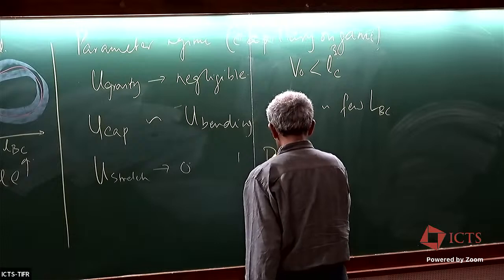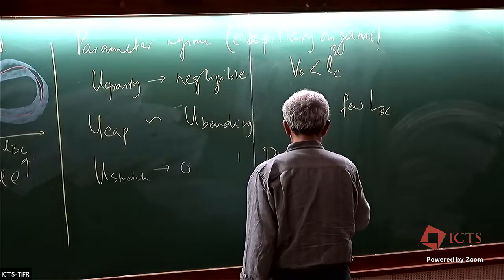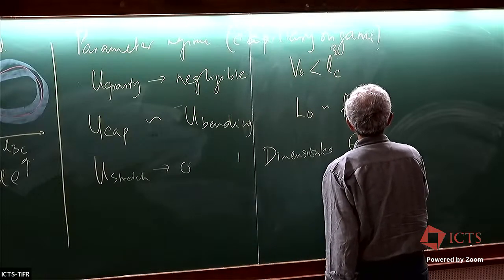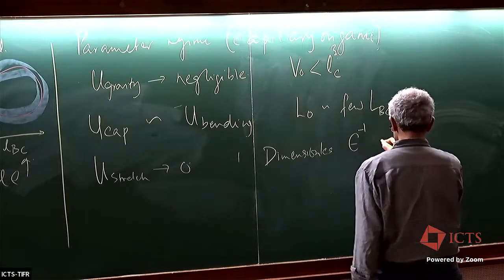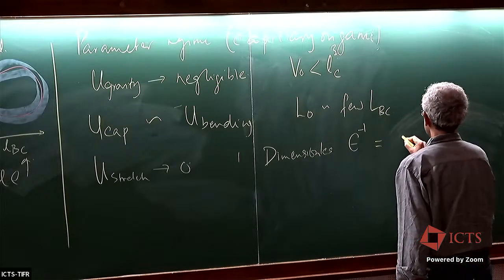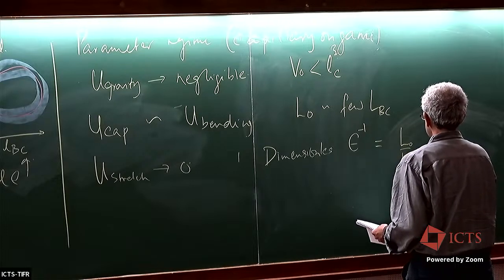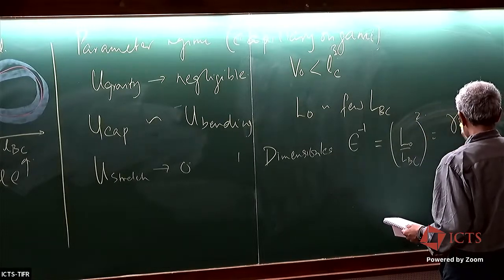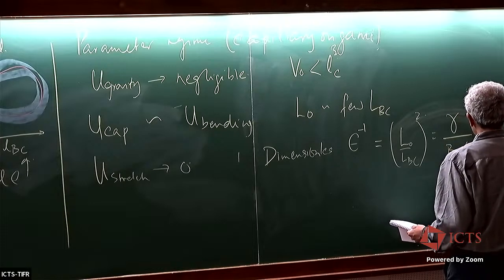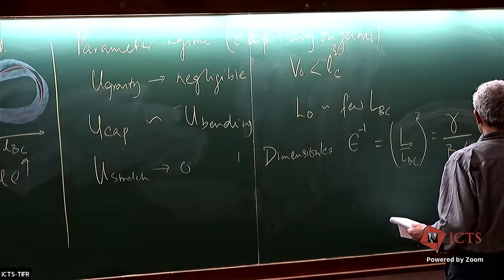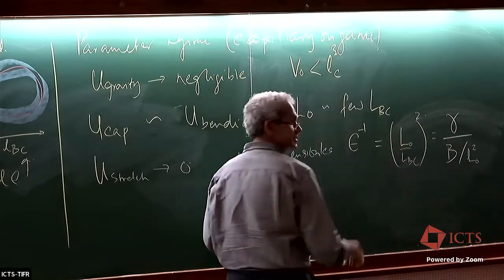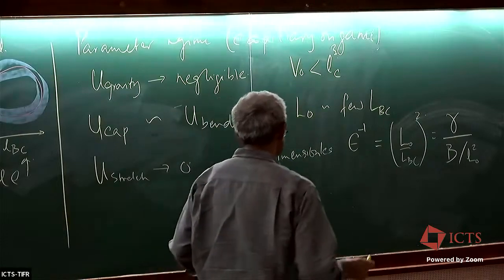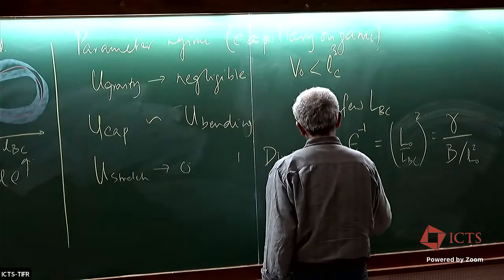So the accompanying dimensionless number is something that, for ridiculous historical reasons, is epsilon inverse rather than just epsilon. This is L0 over L_BC, squared, and that works out to gamma over B over L0 squared. I've just written the square because it lifts all the square roots. Okay, this is often called the bendability.